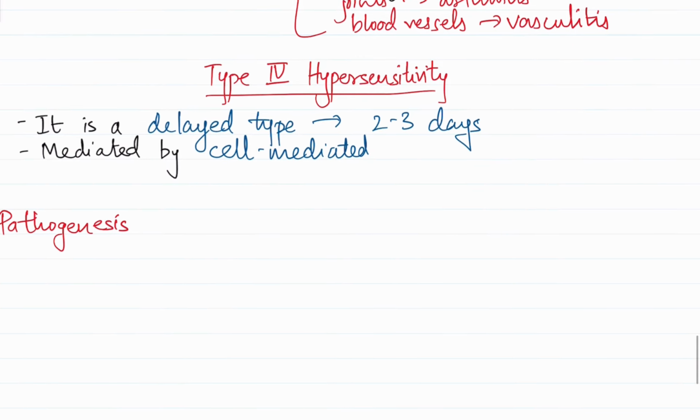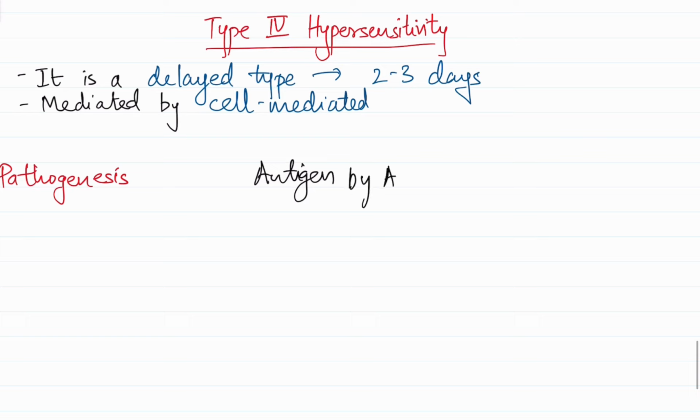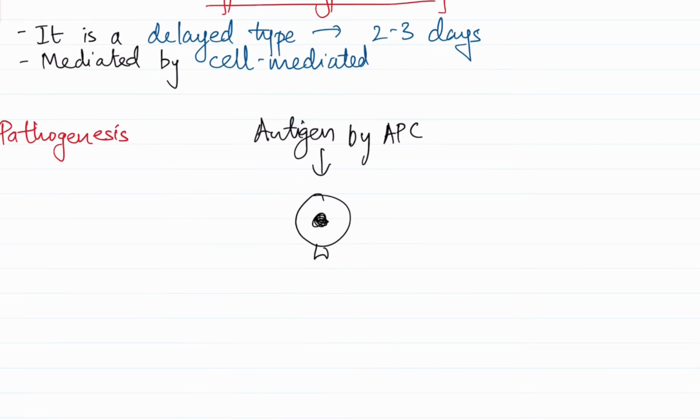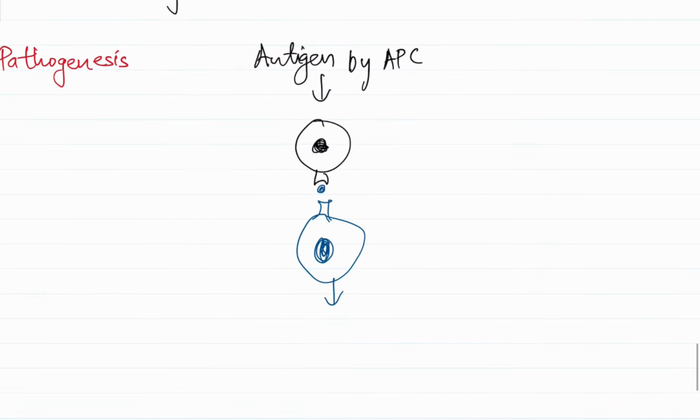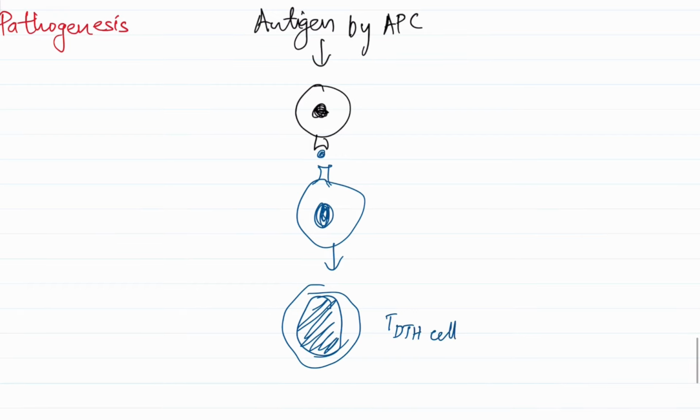What is the pathogenesis? The antigen is presented by the APCs, and this is our diagram, and they will present the antigen to the T helper cells. Antigen is presented, and the T helper cells get modified. These T helper cells get modified to form TDTH cells, that is, delayed hypersensitivity cells.